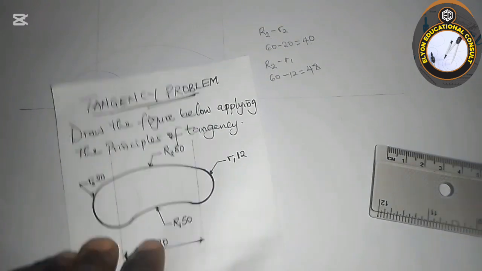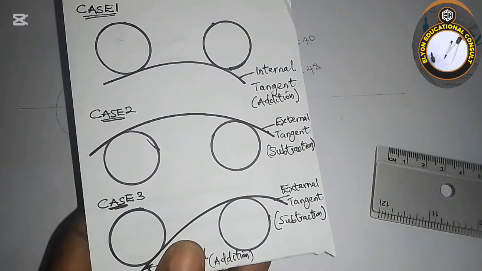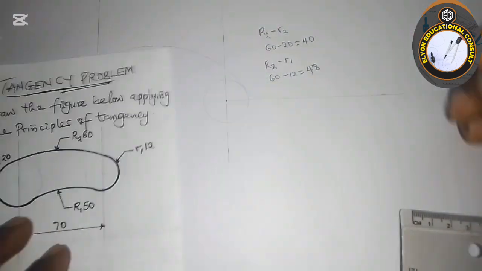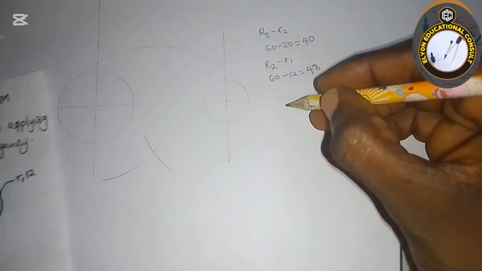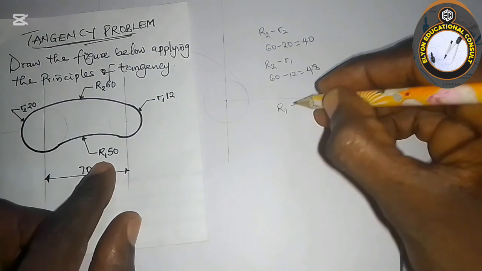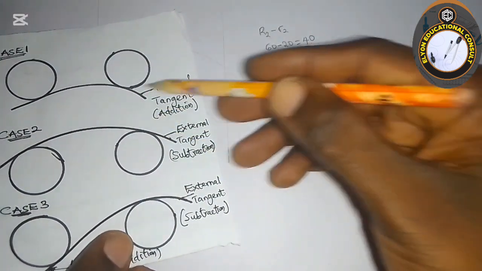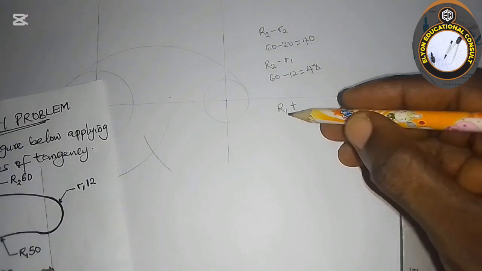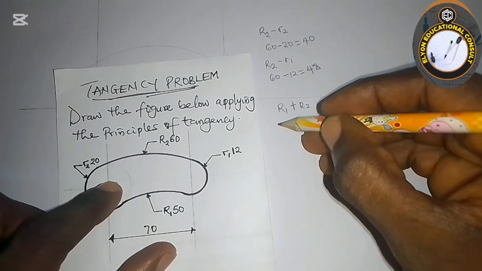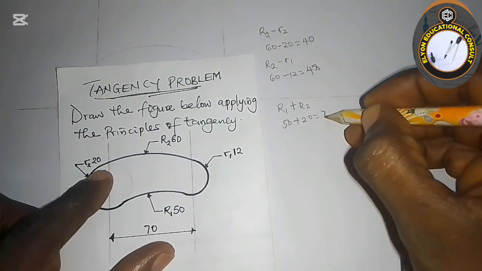So I said if it is internal like we have here, we are going to be doing addition. So you can see. So what I'm going to be doing here now, I'm going to be saying this arc here, which is R1, is going to be plus, because it is an internal arc. So I'm going to be adding. So I will say R1 plus this R2 now. So R1 in this case is 50 plus 20. So that will give us 70. I hope that is clear.